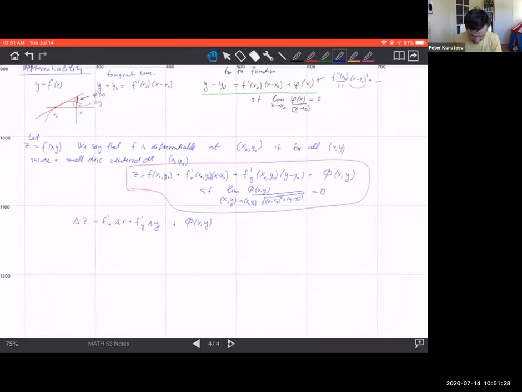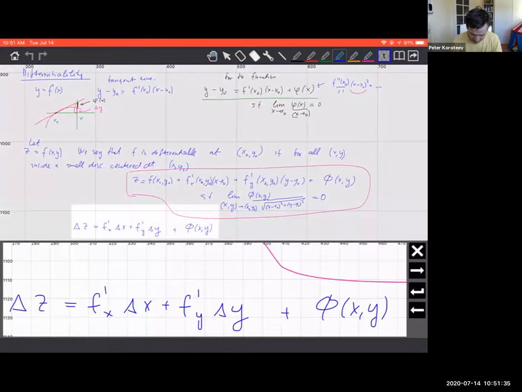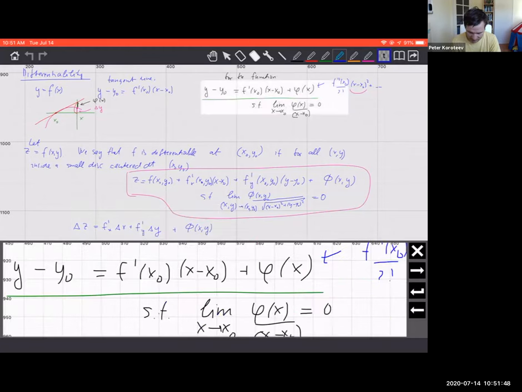Now, how do we get phi again? Phi is an unknown function. What we know about phi is that it goes to zero faster than delta x and delta y. Think of it as a quadratic or higher correction, like in the Taylor formula for a function of one variable. Taylor formula, of course, requires more: it requires that all higher derivatives also exist.